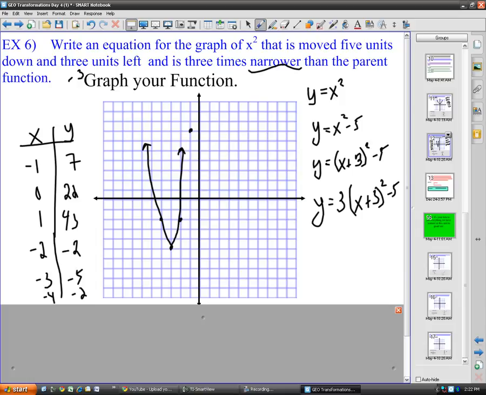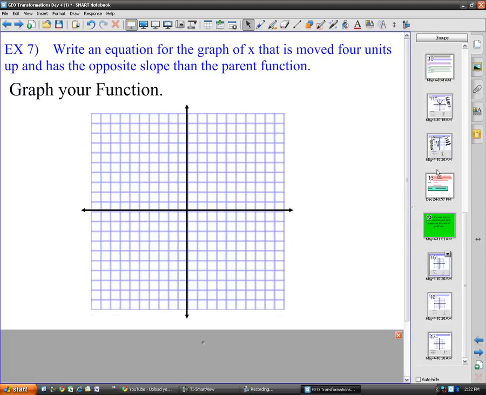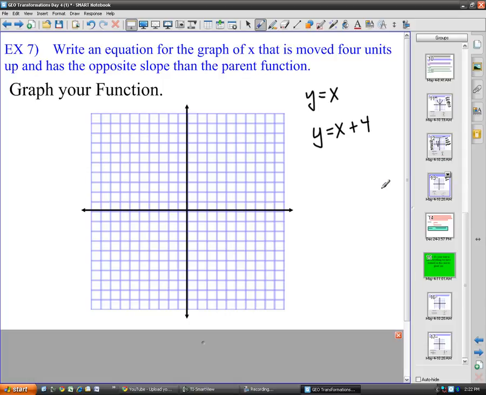So I'm going to slide one more up, and then that'll be the last one we're going to do. Write the equation of the graph that is that of x that has moved 4 units up and has the opposite slope as the parent function. So if I say y equals x as my parent function, if I'm going to move it 4 units up, that should ring a bell that you're going to add 4 to it. If I want the opposite slope, meaning going the opposite direction, what does that is a -1 in front of my x. And so there is my equation.